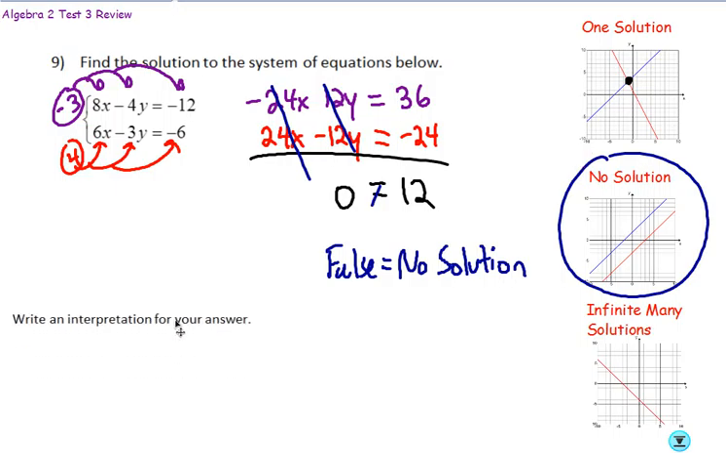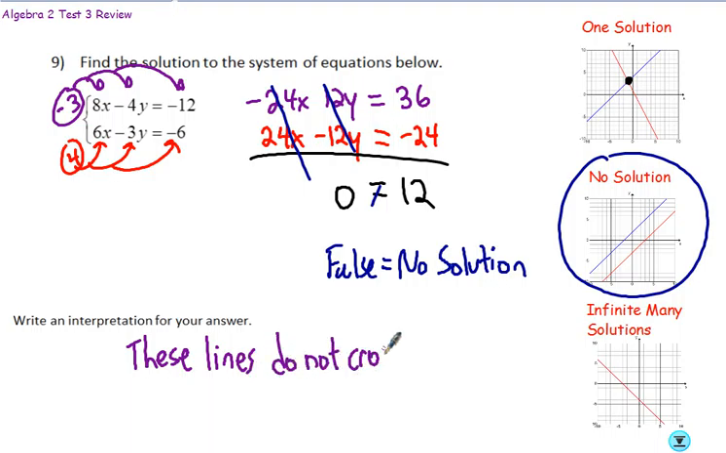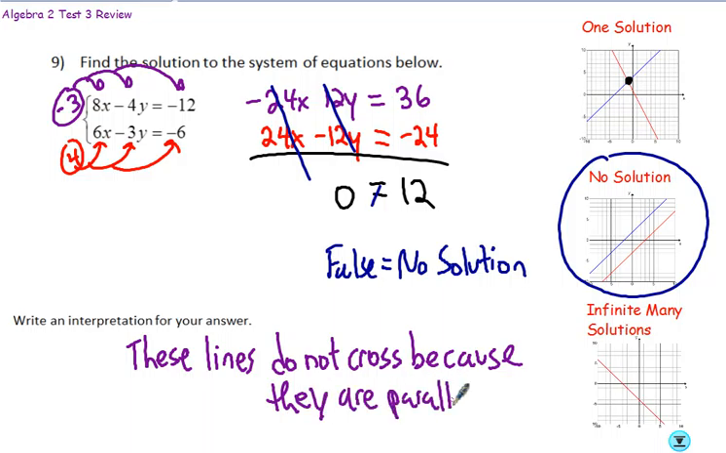Write an interpretation for your answer. It's pretty much what I just said, which is that if we were to graph these two lines, we would say that they're parallel. So these two lines do not cross or do not intersect because they are parallel.